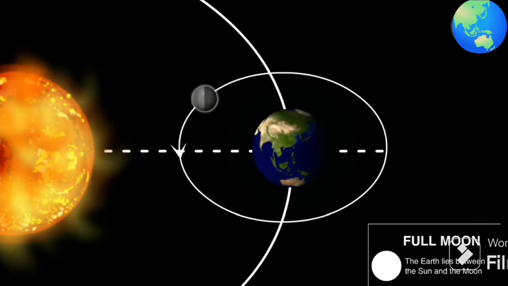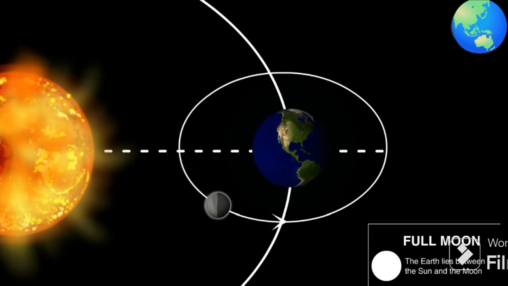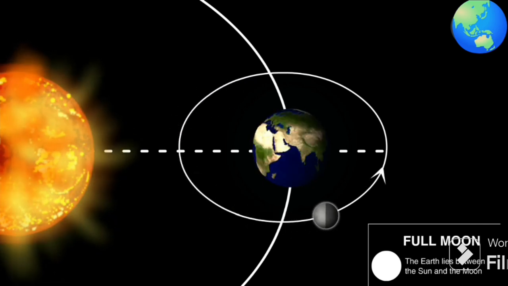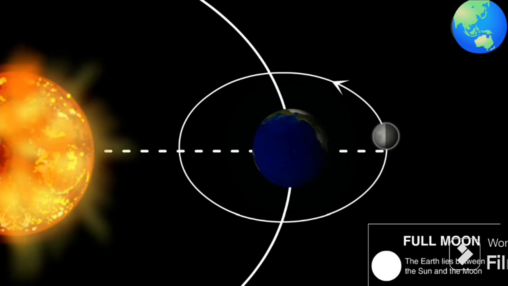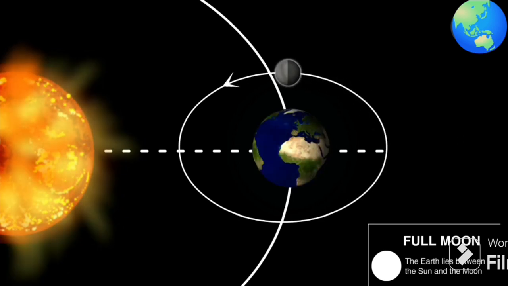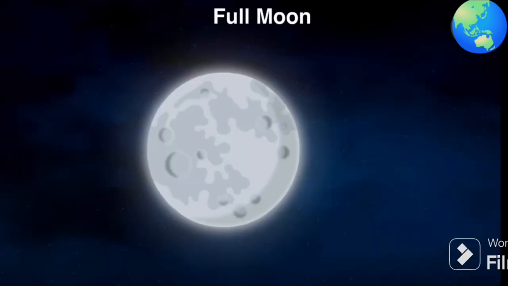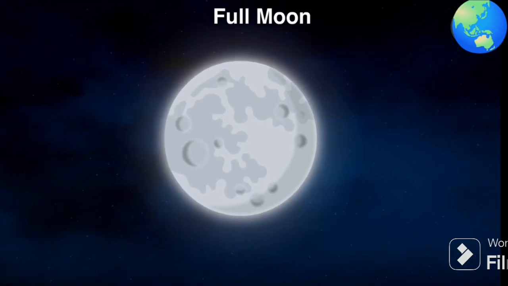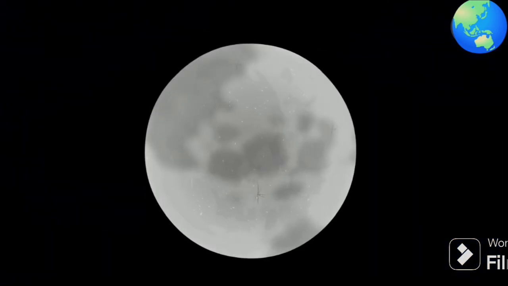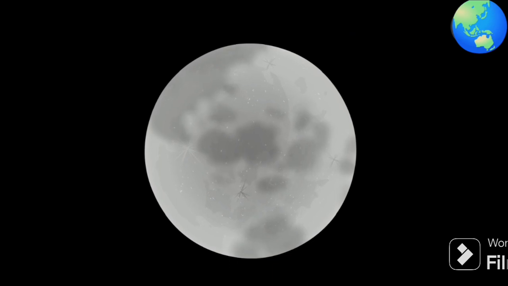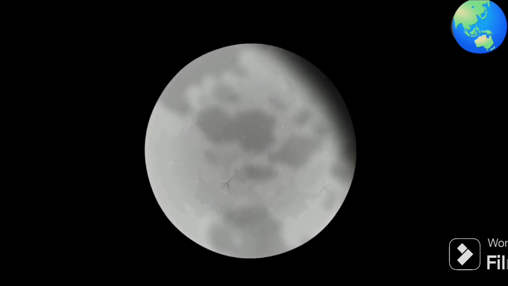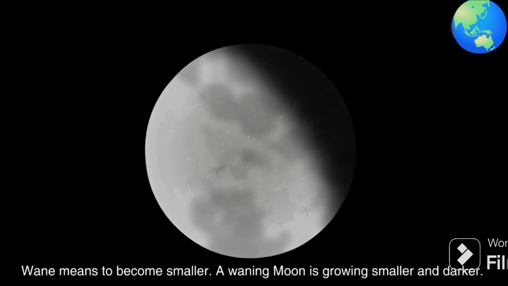Around 2 weeks after the new moon, the moon reaches the opposite side of the earth. Now, the entire sunlit part of the moon is facing the earth. This phase is called the full moon. After the full moon, over the next 2 weeks, the lit part of the moon wanes or appears to decrease in size, and all the phases occur in reverse.